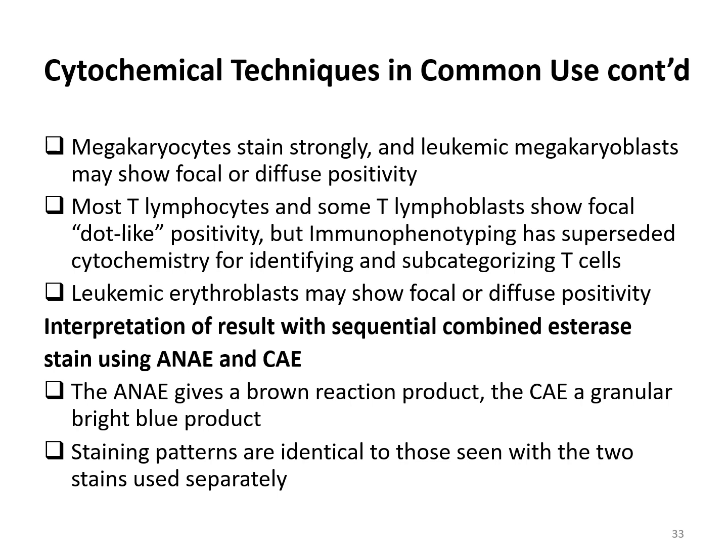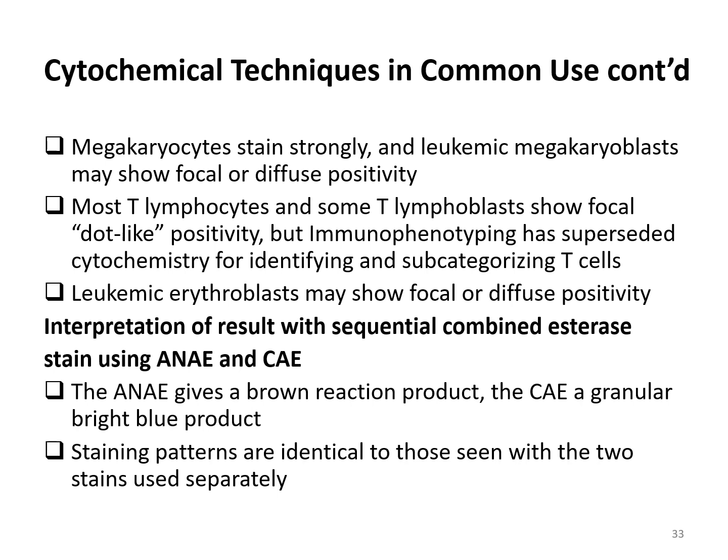Leukemic erythroblasts may show focal or diffuse positivity. When they say focal, that means it is concentrated in one part of the cell. When they say diffuse, it's not concentrated, so it's located in various parts of the cell.